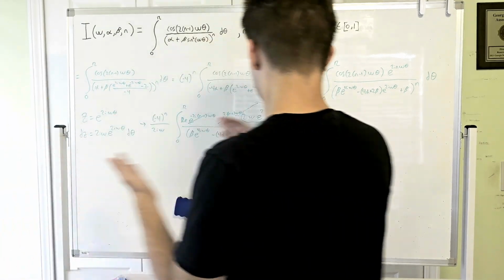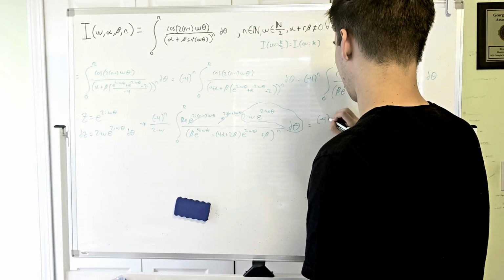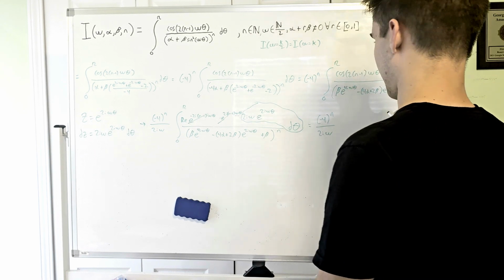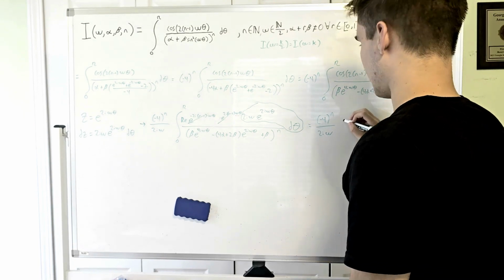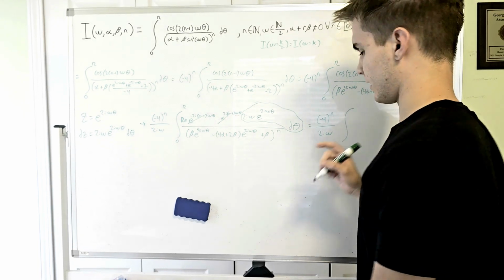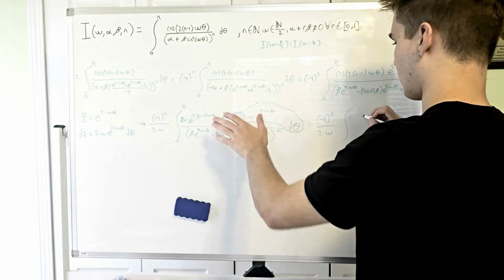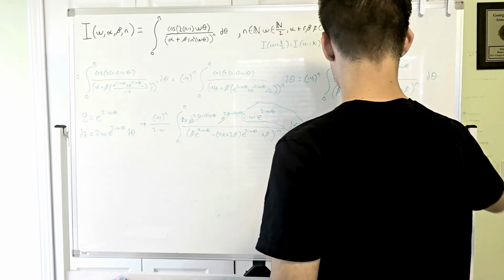Okay, so now let's replace z with this. So this gives us minus 4 to the n over 2i omega. I'm going to have to erase the stuff up top, by the way. Then we have the integral. Not doing the bounds yet. So all of this... Oh, wait. I missed the real part.